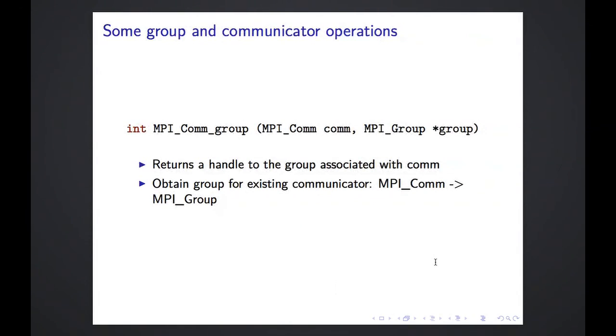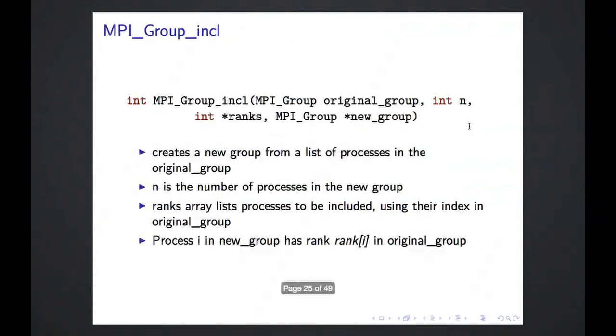Okay, so how do we then deal with groups and communicator operations? Here are the first MPI functions I will introduce you to. This is a function which, given a communicator, extracts the group associated with it. So you provide a communicator, and this gives you the group of processes which is associated with that communicator. What about if you want to create a new group? Let's say you want to create a new communicator.